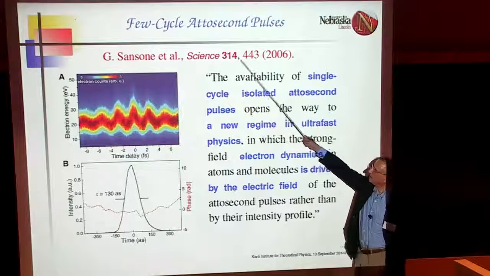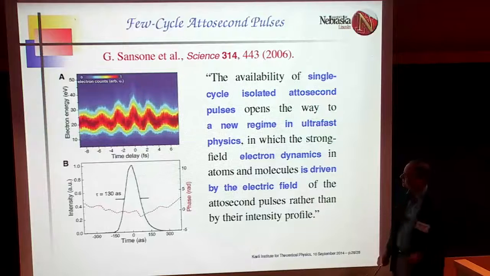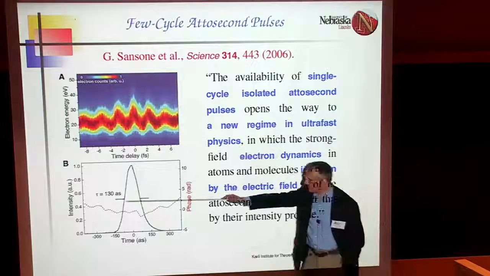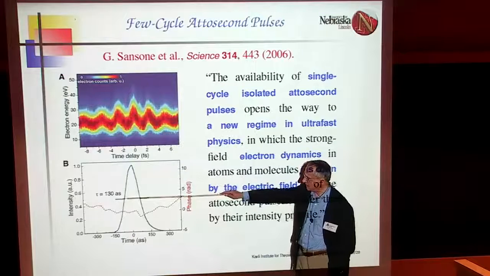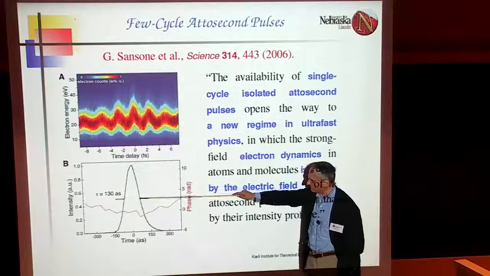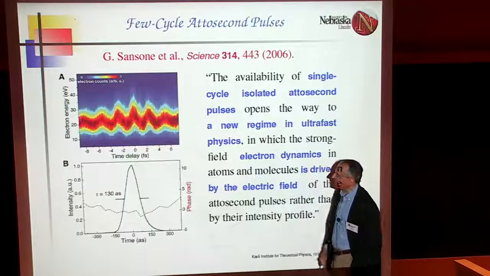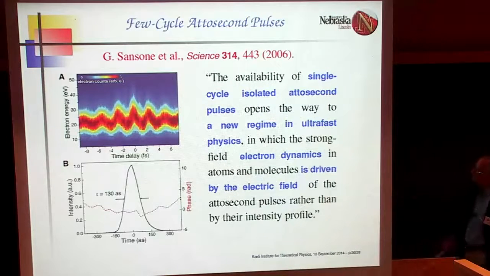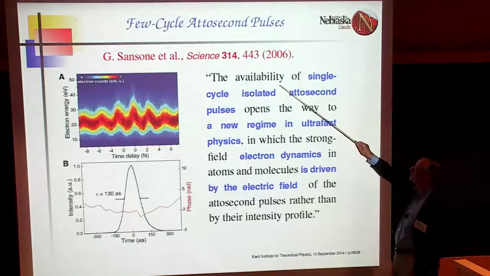The Italian group in Milan were the first to obtain few cycle attosecond pulses. They obtained a single cycle pulse that was 150 attoseconds wide, and this picture enables them to determine this. I have not explained that picture, I just put it up because it looks pretty. But look what they say about their data.